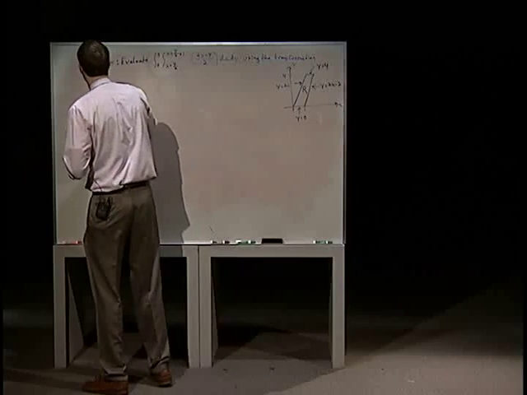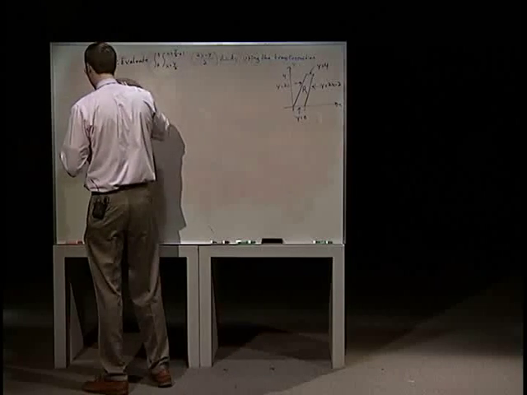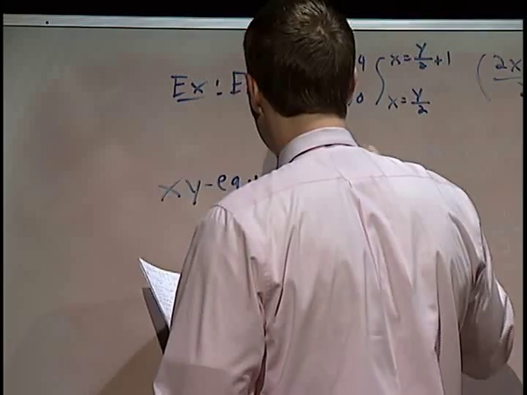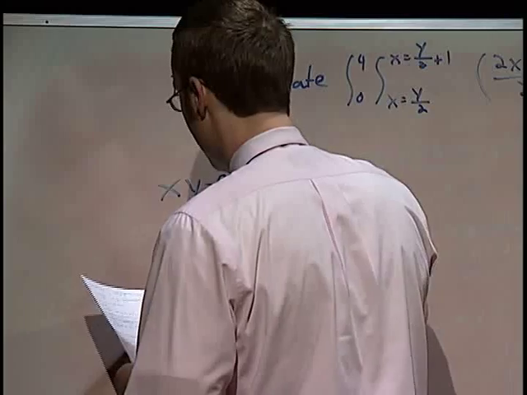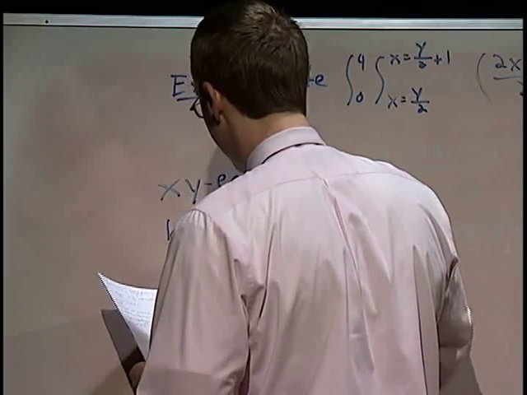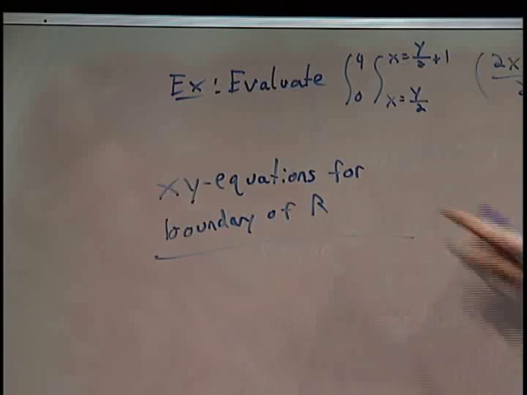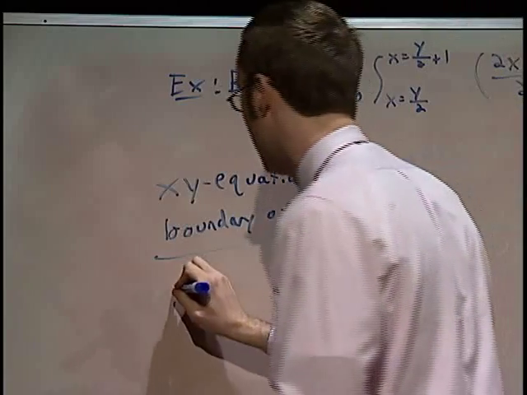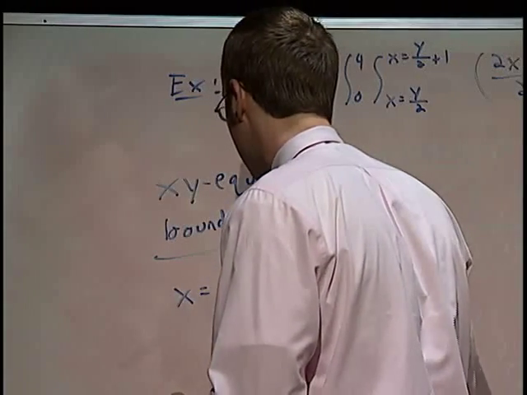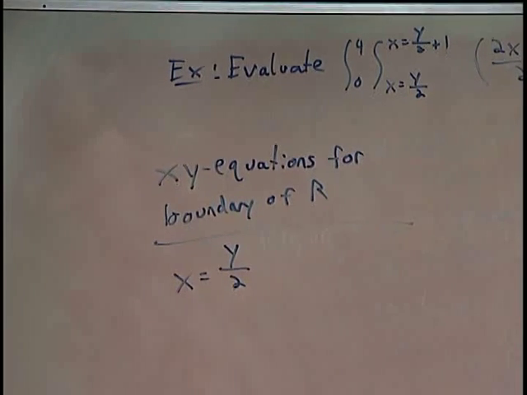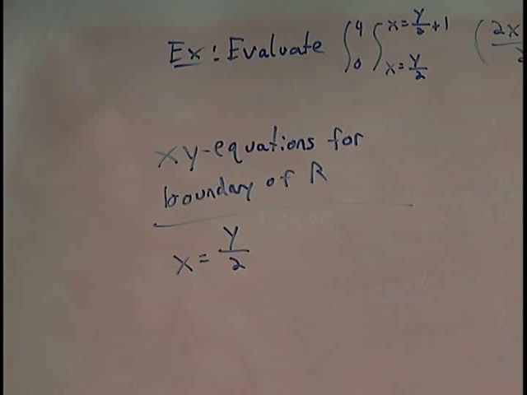So let's make 2 columns here for our chart. The first column will be a representation of the boundary of R in terms of x and y. So on the left side of the chart, I'm going to have the xy equations for the boundary of region R, right? So x equals y over 2. I could write it as y equals 2x, but I mean, there's no reason not to write it like this. Either way, it works fine.